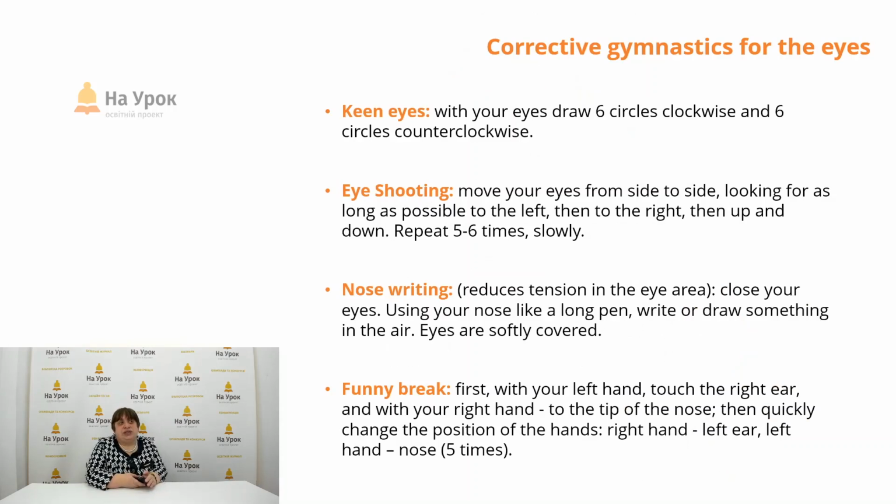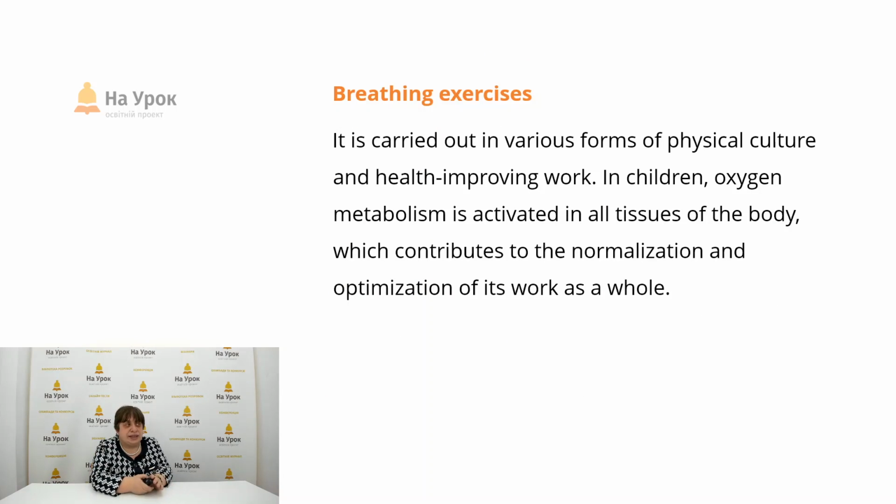Some more corrective gymnastics for the eyes, some ideas. The description is here. For example, keen eyes, eyes shooting, nose writing, funny break. By the way, there are a lot of examples of corrective gymnastics for the eyes. Breathing exercises. It is carried out in various forms of physical culture and health improving work. In children, oxygen metabolism is activated in all tissues of the body, which contributes to the normalization and optimization of its work as a whole.